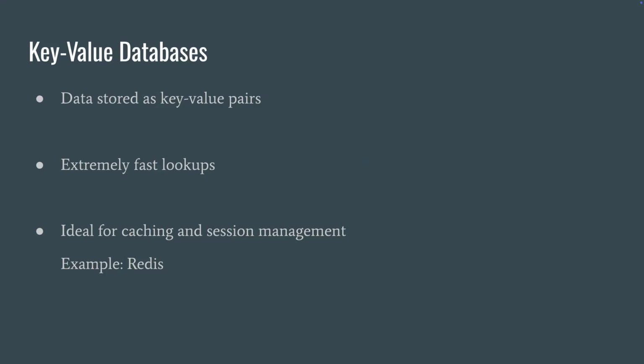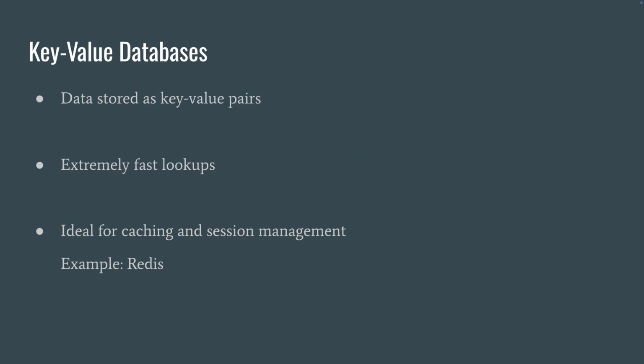Let's first look at key value databases. Key value databases store data in the simplest possible form. You can think of a dictionary or hash map data structure. Each record consists of a key, the key being a unique identifier, and a corresponding value. And this corresponding value can be any type of data. It can be a string, JSON, binary, and so on.